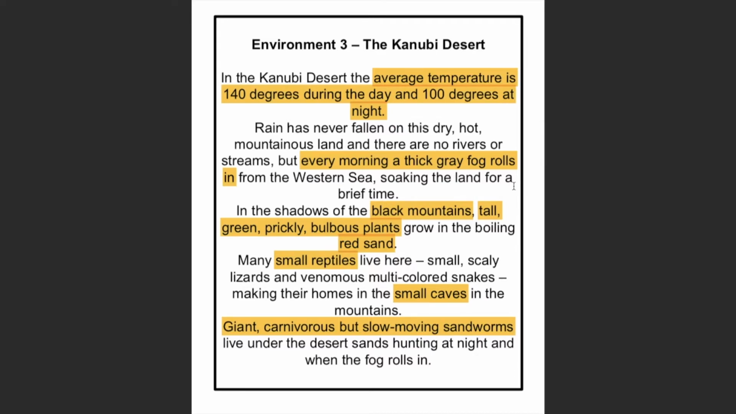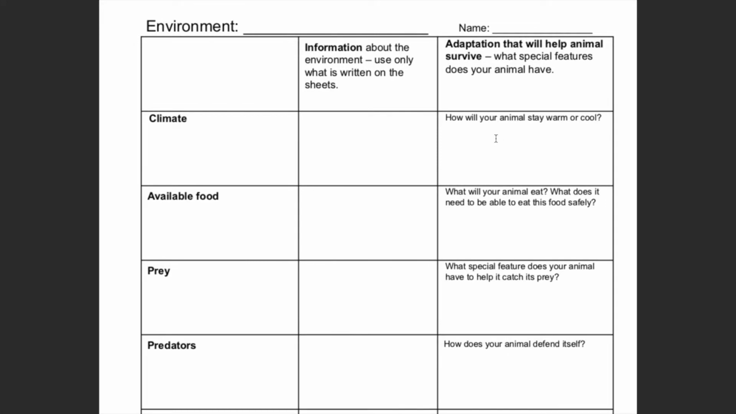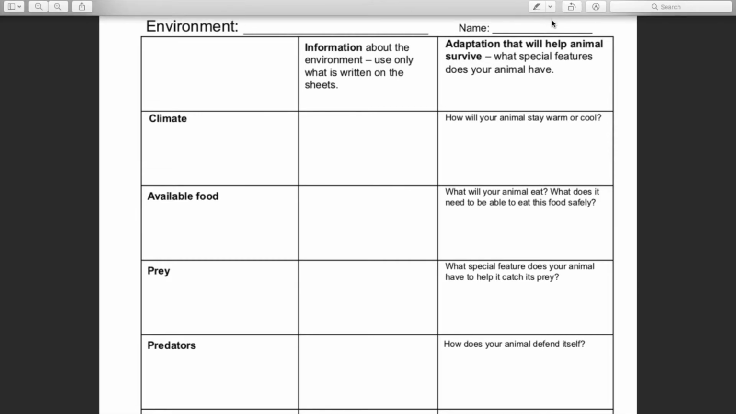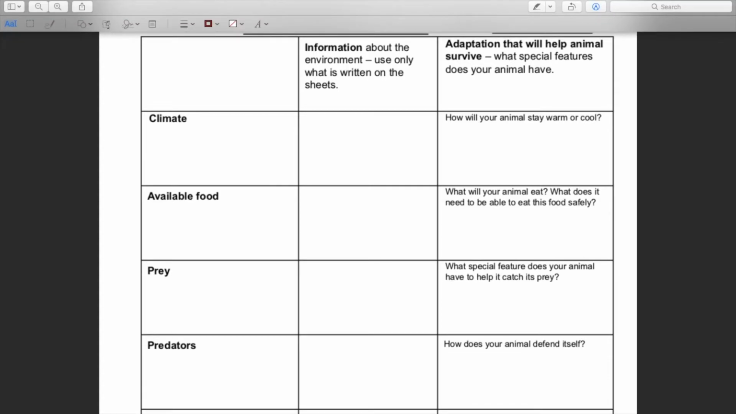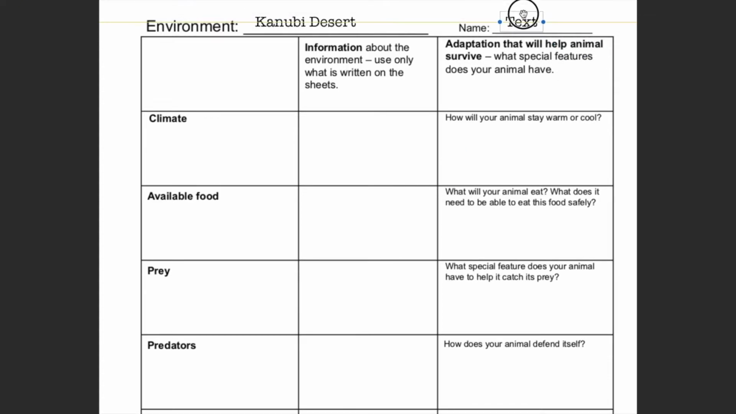Awesome. So now that we've done our close reading and we've highlighted some important information, I'm going to go back to our brainstorm sheet and we can start filling it out. The first thing I'm going to do is write the name of our environment at the top. Let me get out my text. I'm going to write Canoe Desert up here at the top, and I'm also going to write my name on this name spot.